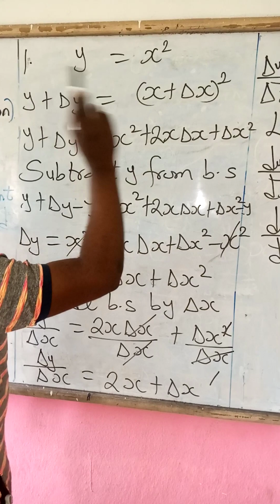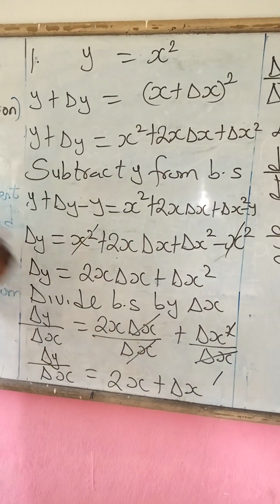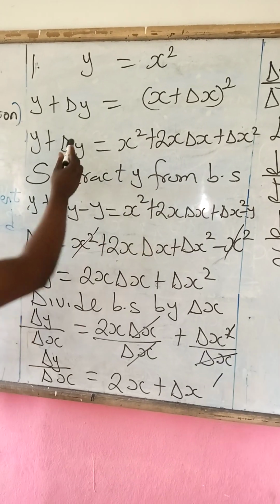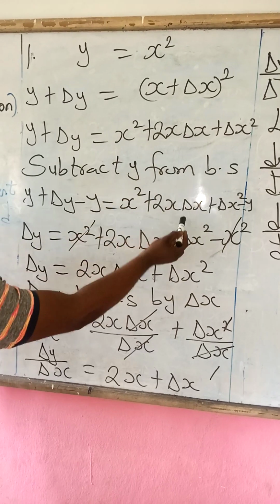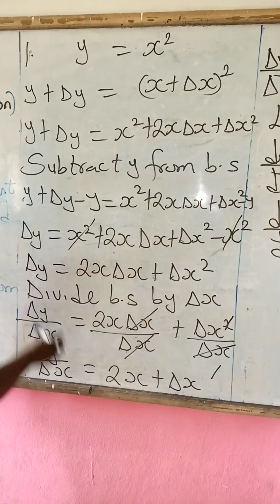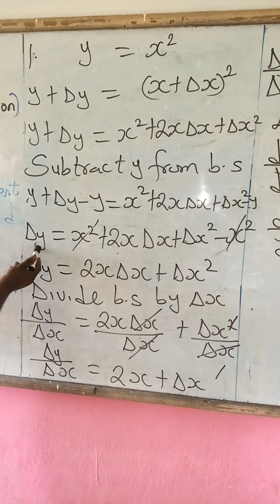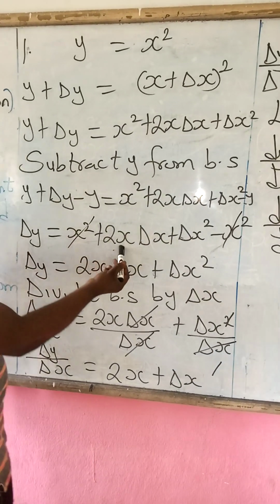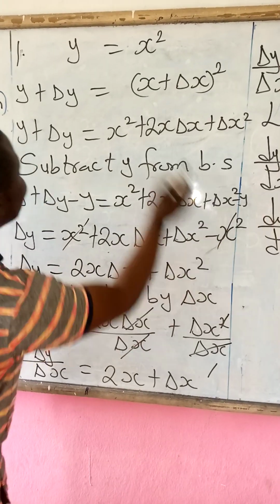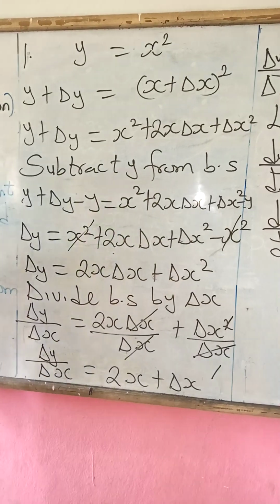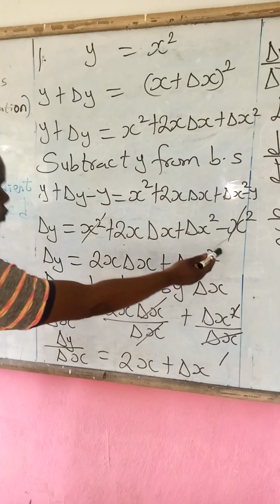I explained the other time. So after expanding this, we will get this. Next, we subtract y from this side. So I just subtracted y from here. I've done the same here. Okay? If you observe, y minus y will give us what? 0. So that was why I wrote my change in y equals x squared plus 2x change in x plus the change in x squared, minus y. What is y? y is x squared. That's why we are seeing the x squared here. So my change in y equals 2x change in x plus the change in x squared.